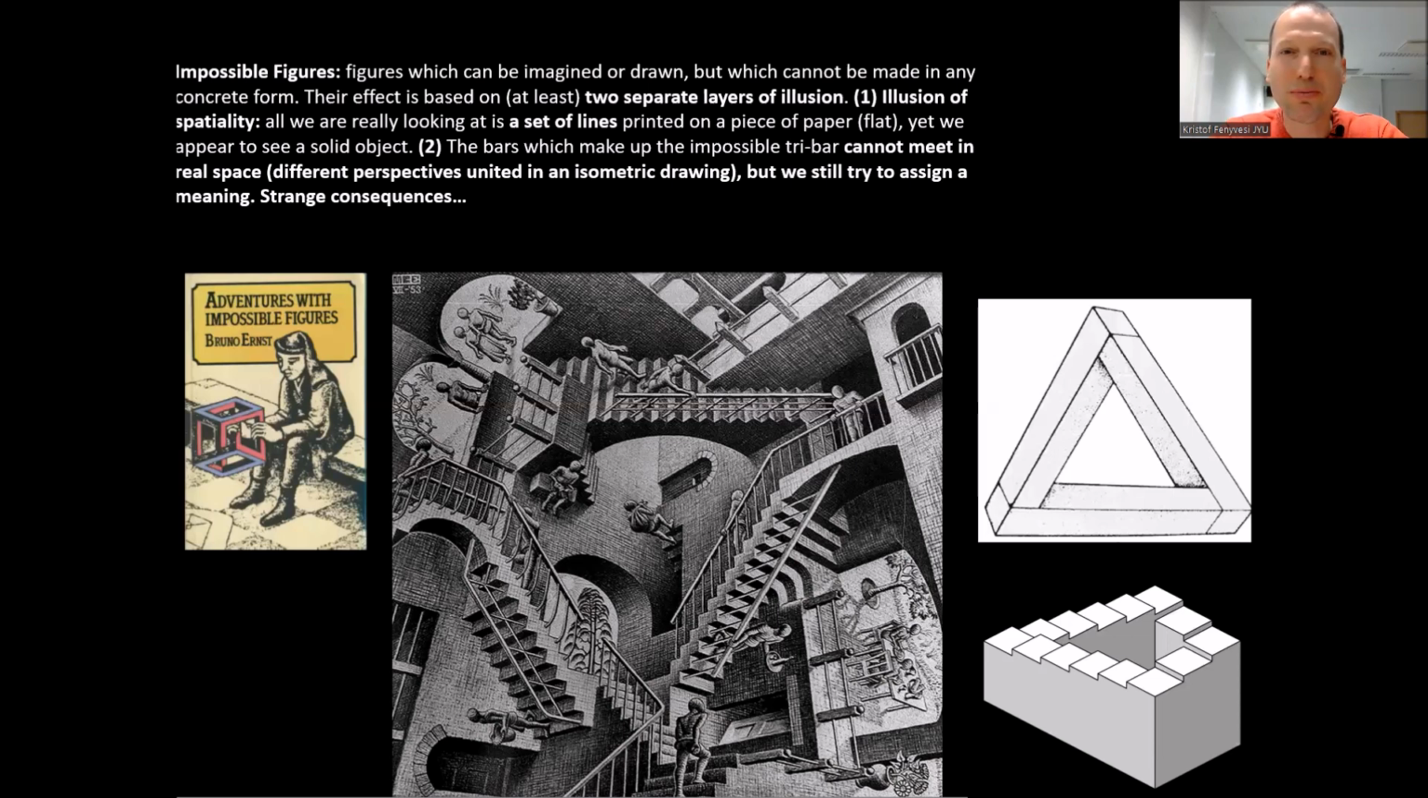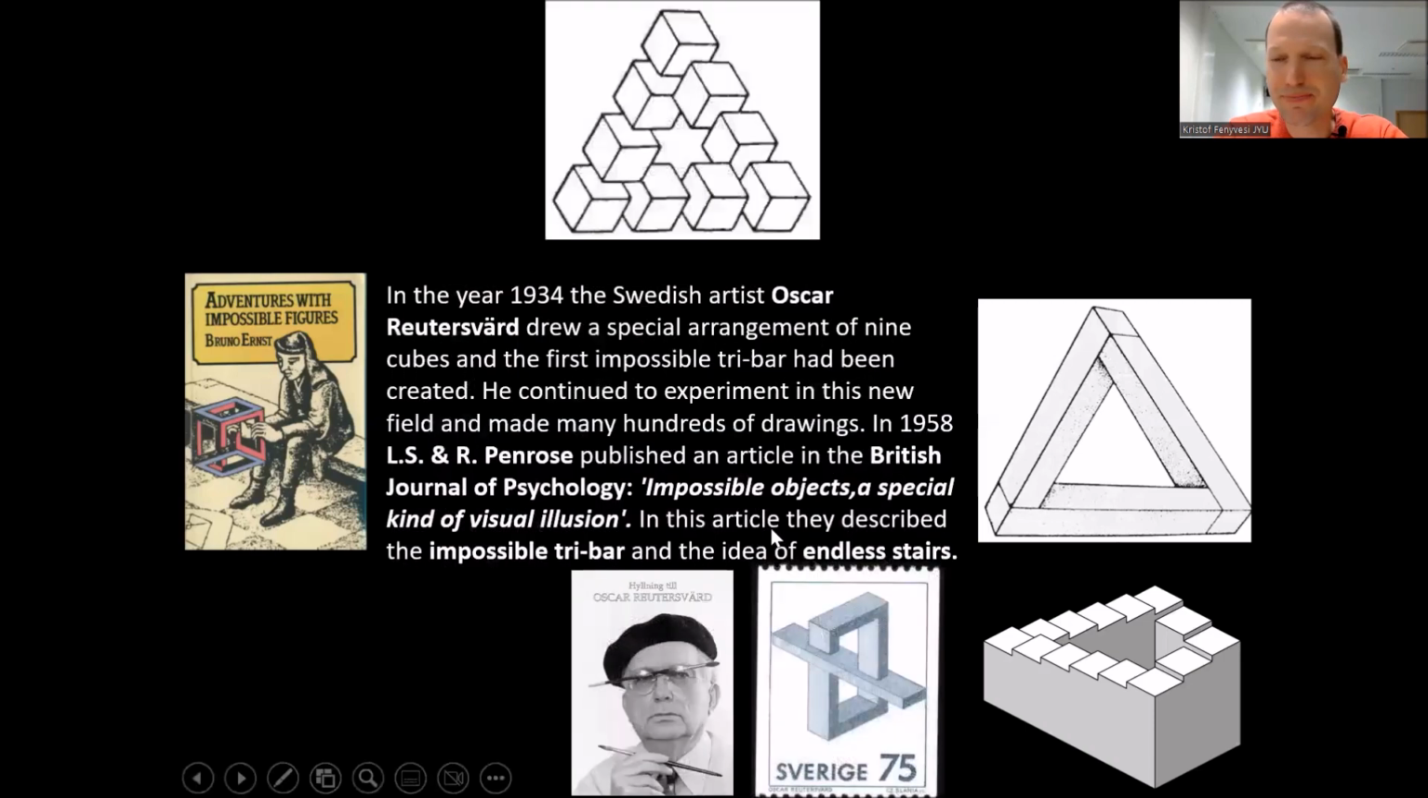The bars which make up the impossible tri-bar in this picture cannot be met in real space. If you take a close look at this drawing, you will find that this is a paradox shape, basically different perspectives united in a so-called isometric drawing. But we still try to assign a meaning, so it has very strange consequences.